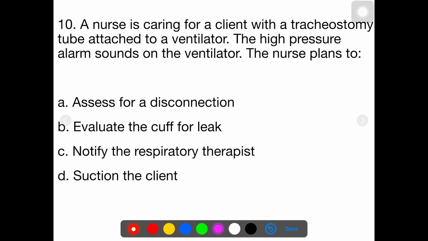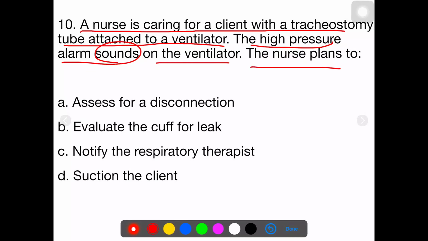Good day. This is another random board exam question regarding ventilator. The question is asking: the nurse is caring for a client with a tracheostomy tube attached to a ventilator. The high pressure alarm sounds on the ventilator.